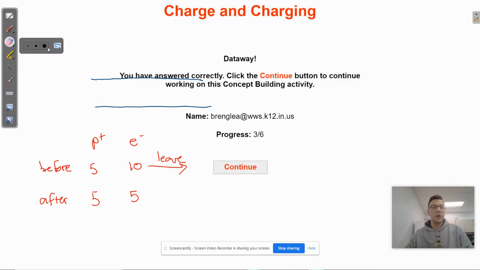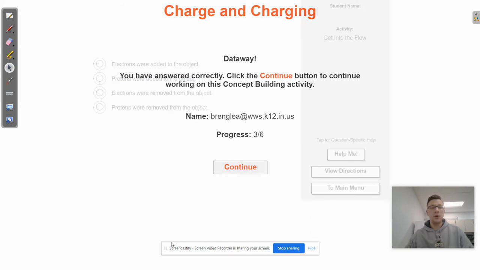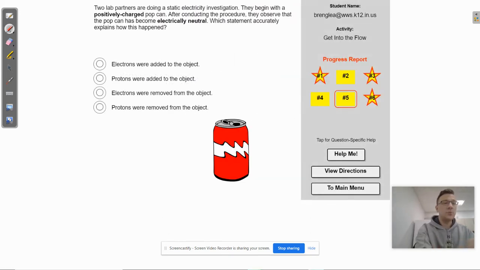Okay, cool. We'll go ahead and move on here. I'm going to go back and cross these out because the protons don't move. It says a positively charged pop can initially, so initially it's going to have more protons than electrons. Let's say it's 10 protons and 5 electrons. And then it becomes electrically neutral. So we know that the protons are going to stay the same. We can't change that number.